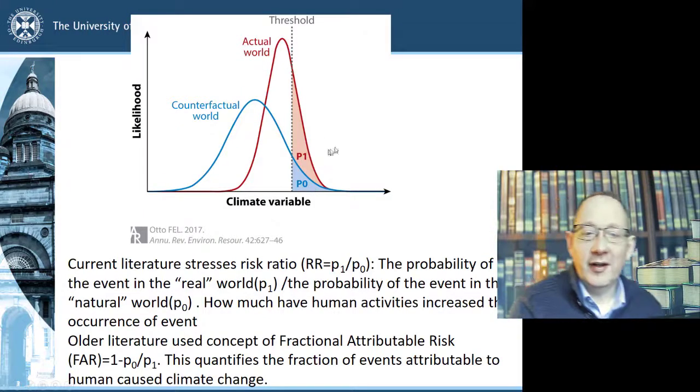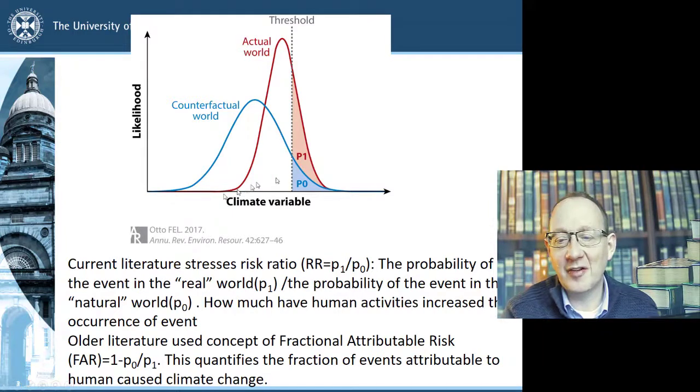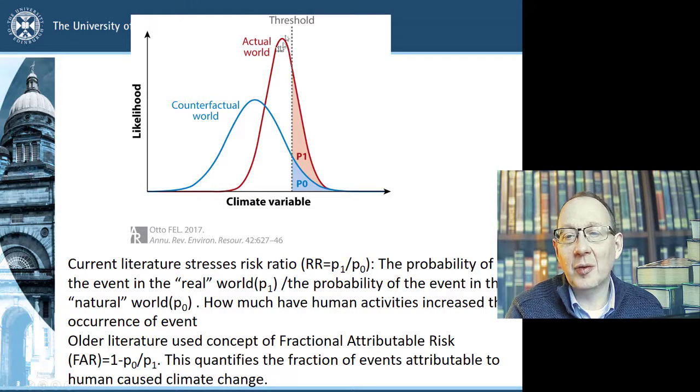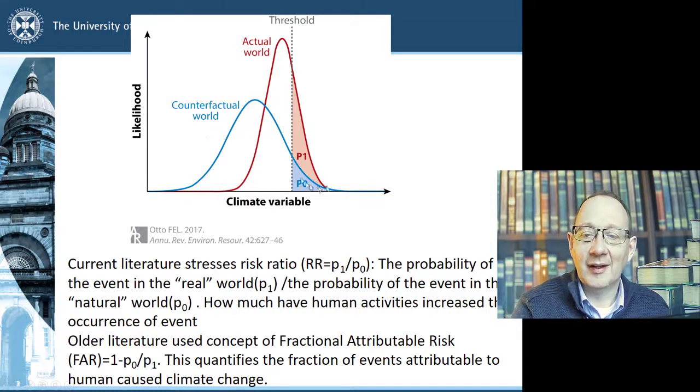So the approach we take is we imagine some climate variable here. We define some threshold. So we say that the event we're interested in is extreme if it's greater than this threshold. That's essentially the definition. So here maybe this is the relative likelihood, so these are probability density functions. Here's the actual world, say, with a peak there and then a decline on the other side. And here's the counterfactual world, so maybe the natural world, the world that didn't occur. And one issue you might like to think about is this is not actually observable while this is.